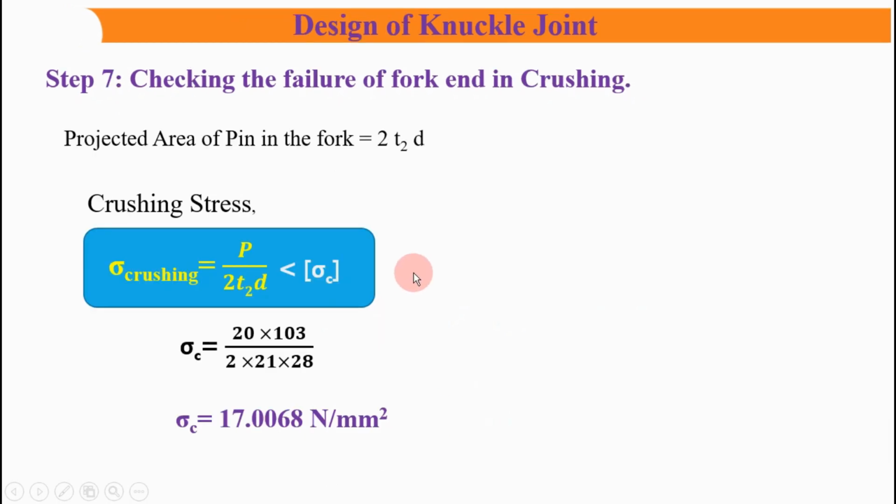Again I need to consider the fork end in crushing failure, that is projected area of pin, that is twice T2 into D, and crushing stress, that is sigma crushing, is equal to P divided by twice T2 into D, which should be less than sigma C. Here I have put all the values and got 17.0068 Newton per mm square. It means our design is safe.